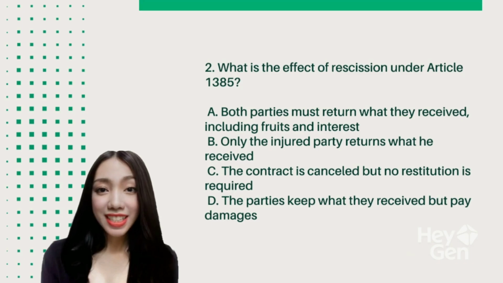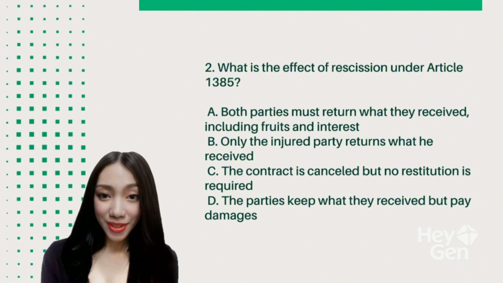2. What is the effect of rescission under Article 1385? A. Both parties must return what they received, including fruits and interest. B. Only the injured party returns what he received. C. The contract is cancelled, but no restitution is required. D. The parties keep what they received, but pay damages.